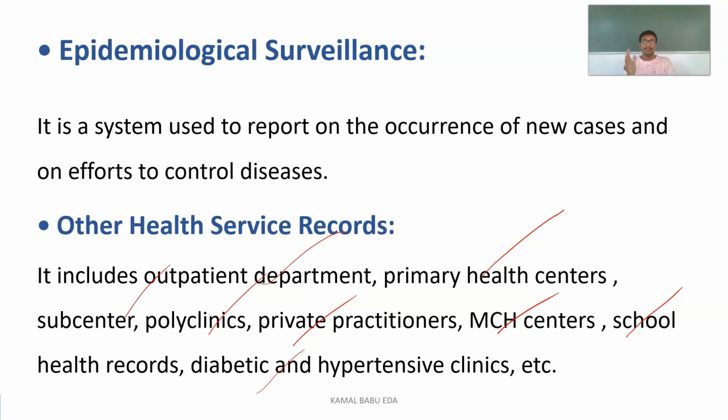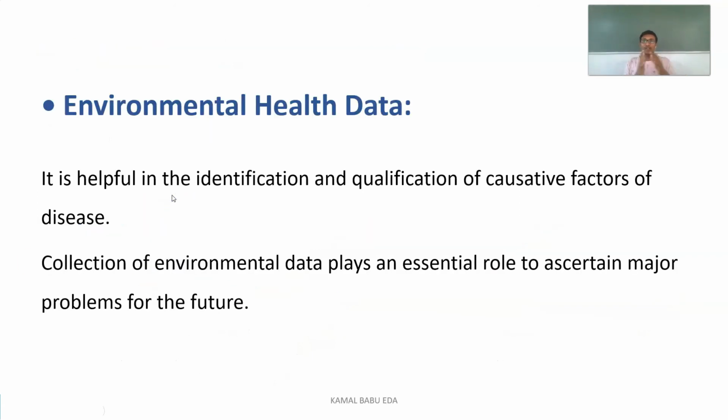Next, we'll see the environmental health data. This environmental health data helps us in the identification and quantification of causative factors of disease. What are the environmental factors that favor the disease? This collection of environmental data plays an essential role mainly in assessing major problems for the future. If the pollution rate is like this, in future so many pulmonary cases can occur, and so many cancer cases can occur. In such a way, many new diseases can come.